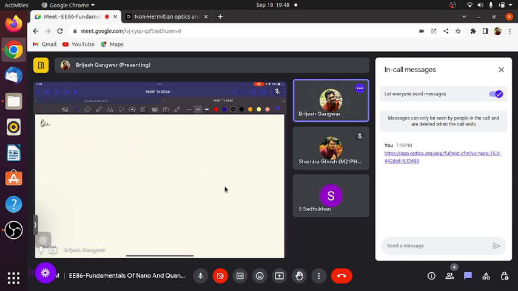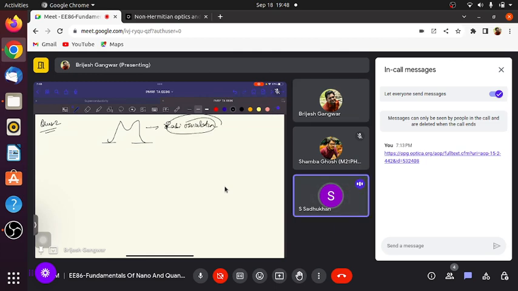Then question two: observation of Rabi oscillation is a signature of strong coupling only. Actually, this Rabi splitting which we are repeatedly saying, that is only the Rabi oscillation. So observation of Rabi oscillation is the signature of strong coupling. This is the second question.